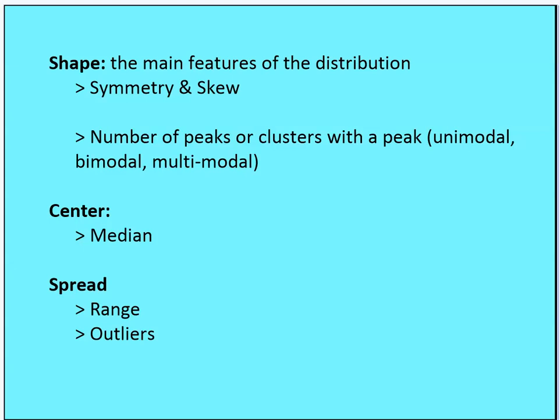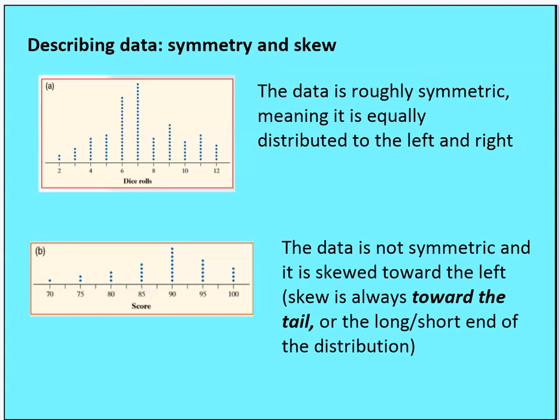So we'll talk about symmetry and skew. We'll talk about unimodal, bimodal, and multimodal. In the center, we're going to refer to mean and median here, but mostly median. And then the spread, we'll talk about range and then also outliers. All right, so we're going to use that example and some other examples to give what we just talked about some depth.